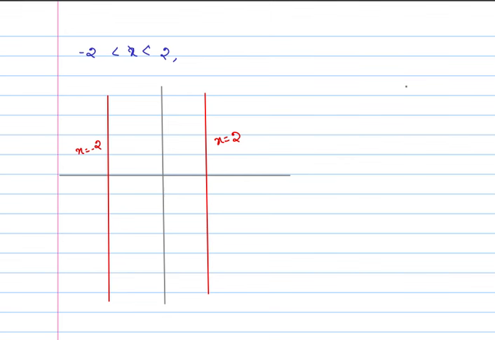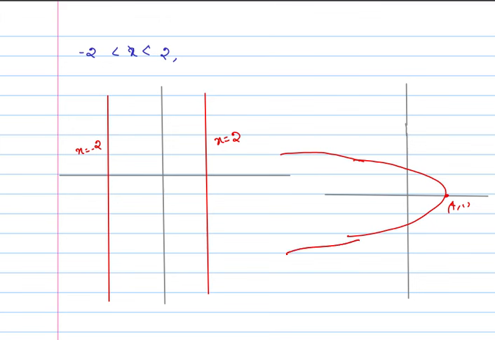How are these lines mapped? In the w plane, this is the v axis, this is the u axis. Now x equal to 2 gives a parabola, passing through 4 comma 0. So it is an infinite strip, and we will get all the points in between. Every point here is mapped to here.